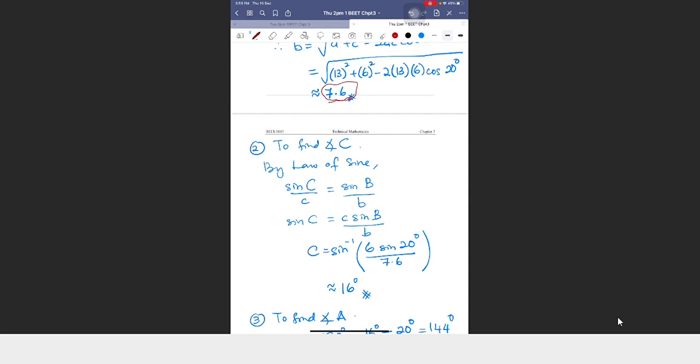Yours is 15.1. If I use this one, not 7.6, and maybe use more decimal places, then the number will be close to the one from the law of cosine. That is actually fine. So it is expected that there's a difference in terms of decimal.